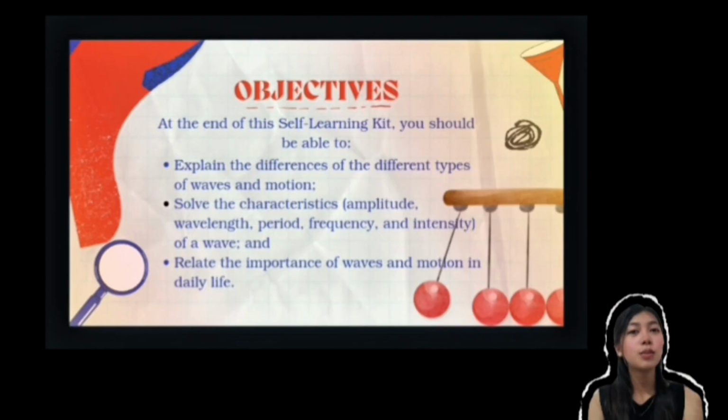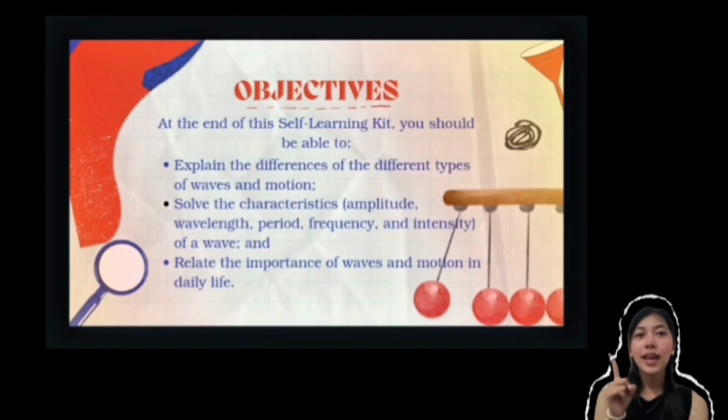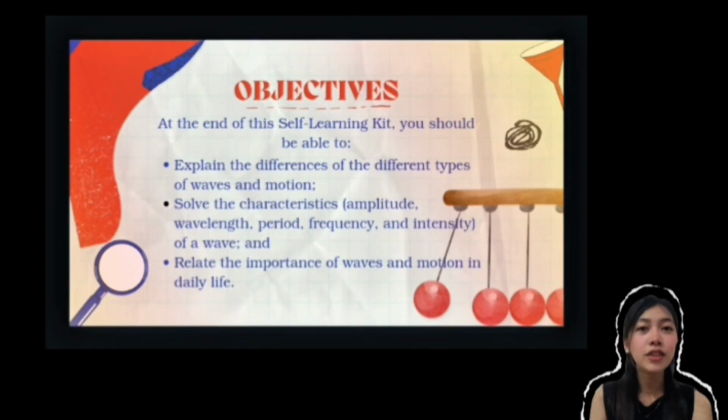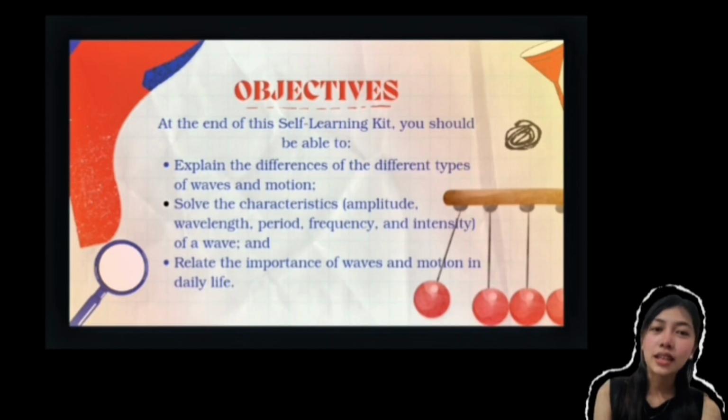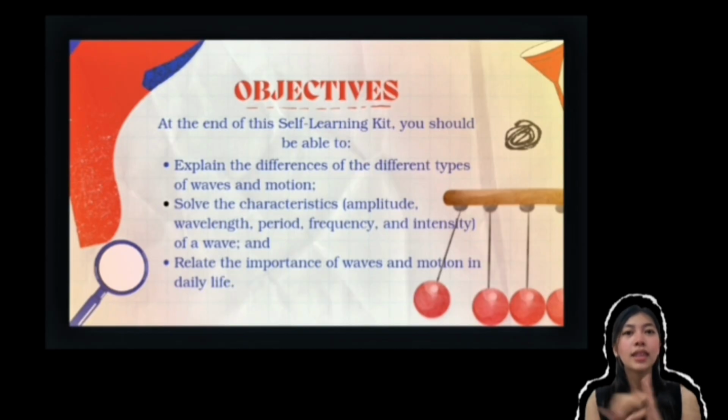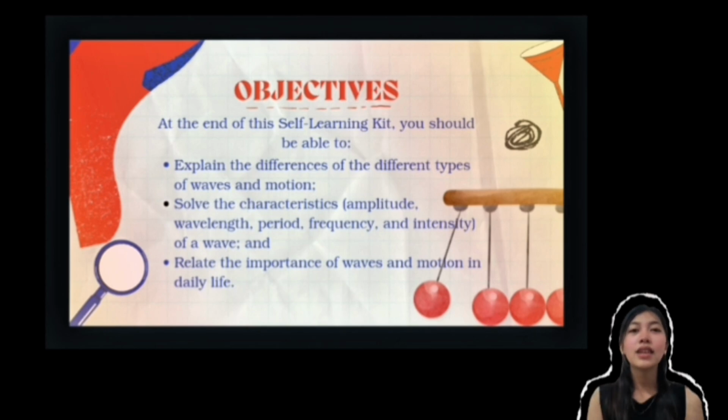Before we delve into the lesson, let us first define the objectives. At the end of this lesson, you should be able to: first, explain the differences of the different types of waves and motion. Second, solve the characteristics, amplitude, wavelength, period, frequency, and intensity of a wave. And lastly, relate the importance of waves and motion in daily life.